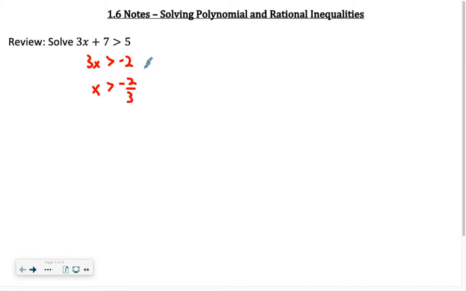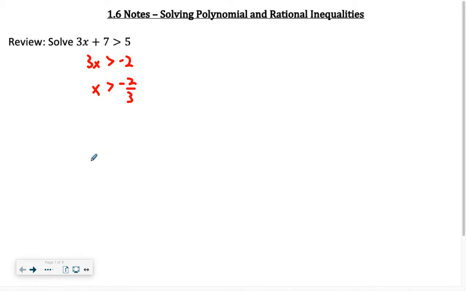Okay, now the only thing to remember whenever we're dealing with an inequality, if we multiply or divide by a negative number, we would flip the inequality sign, right? So at any point when we're solving this, when we're getting the variable by itself, if we have to multiply or divide by a negative number, we would flip the inequality sign. We didn't have to do that here, but so this is my answer. X is greater than negative 2/3.